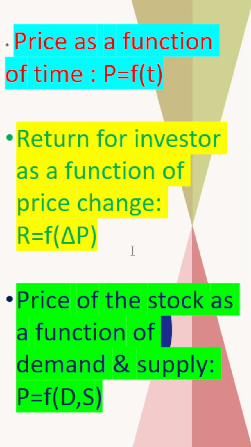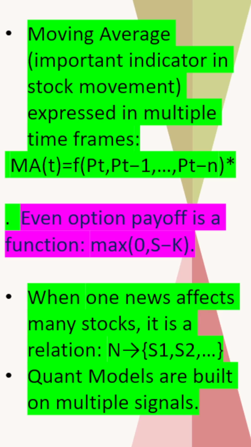Similarly, the price of the stock is a function of demand and supply. When the demand for a stock is higher, the price goes up. When the supply is lesser, the price goes up. If the supply is higher, then the price goes down. If the demand is lower, then the price goes down. So these are practical uses of relation and function in stock trading.